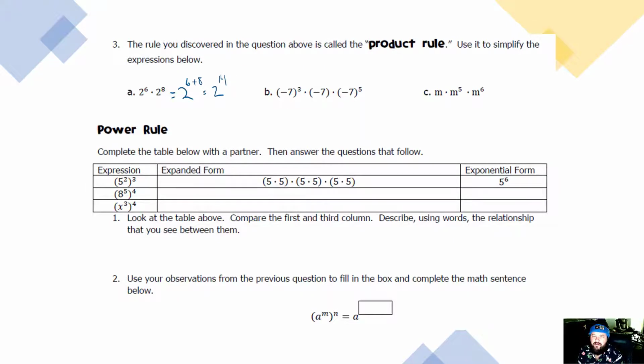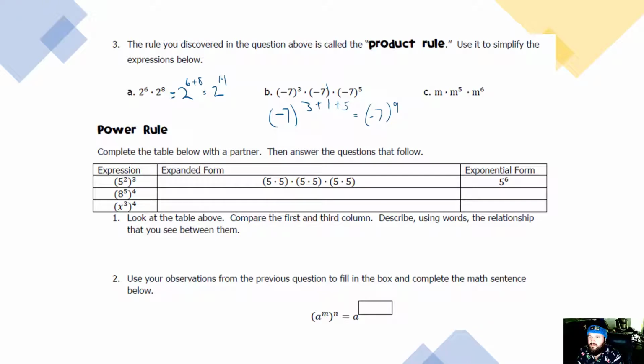Now we've got negative 7 to the 3rd, negative 7 to the power of 1, times negative 7 to the power of 5. So we're going to take negative 7 for sure, and we're going to add those exponents: 3 plus 1 plus 5. That's going to give us negative 7 to the 9th.